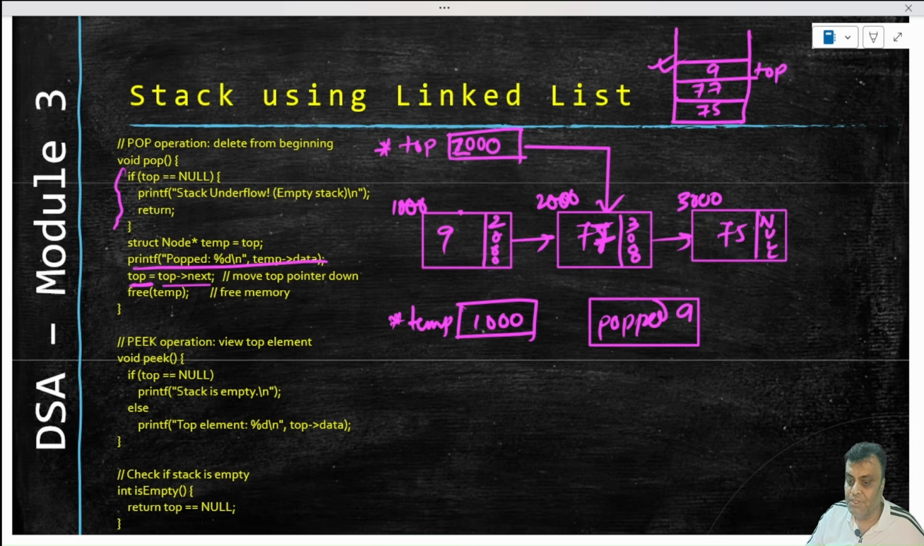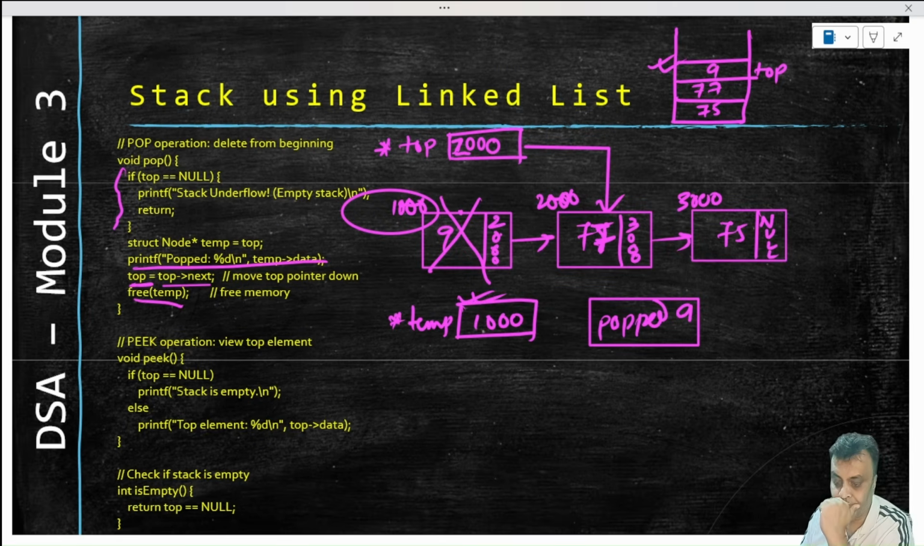But still, if you see, pop means delete, so this should be deleted. So we have to free 3000. Where is 3000? It is here. So we will say free temp. So that's on the delete. Whatever you learnt in delete, we are using the same things here. We are moving the top to the next node, and we are deleting the previous node by calling free, and this temp is actually helping us do that.